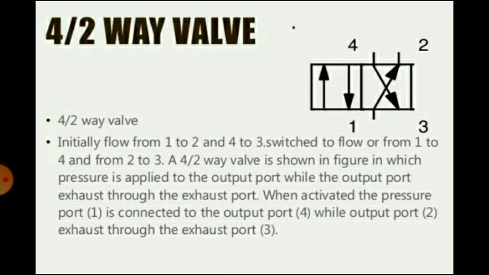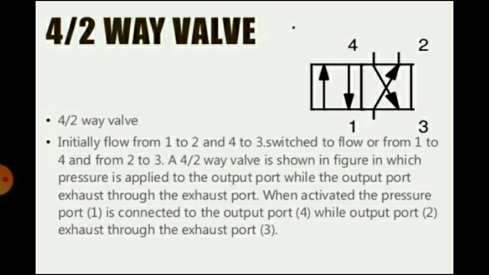So for the 4 by 2, initially there is flow from 1 to 2 and from 4 to 3. Switched, there is flow from 1 to 4 and from 2 to 3. The 4 by 2 way valve is shown in the figure, in which pressure is applied to the output port while the output port exhausts through the exhaust port.